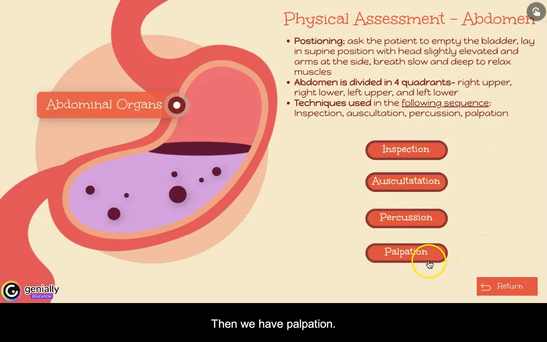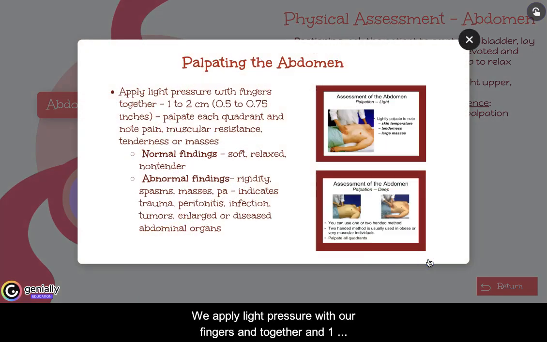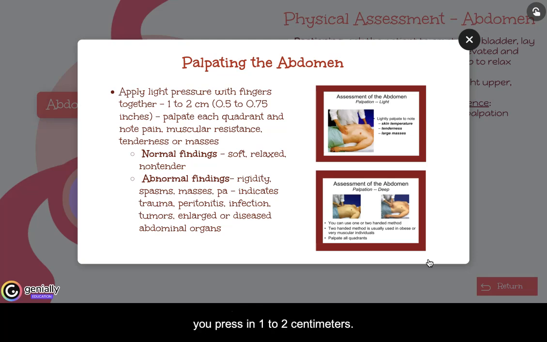Then we have palpation. We apply light pressure with our fingers together, pressing in 1 to 2 centimeters, and palpate each quadrant. Note any pain. Remember, we start at the right lower quadrant, right upper, then left upper, then left lower. And note any pain, muscular resistance, tenderness, or masses. For normal findings, the abdomen should be soft, relaxed, non-tender. Abnormal is when it's rigid, there are muscle spasms, there are masses, and these indicate trauma, peritonitis, infection, tumors, enlarged or diseased abdominal organs.